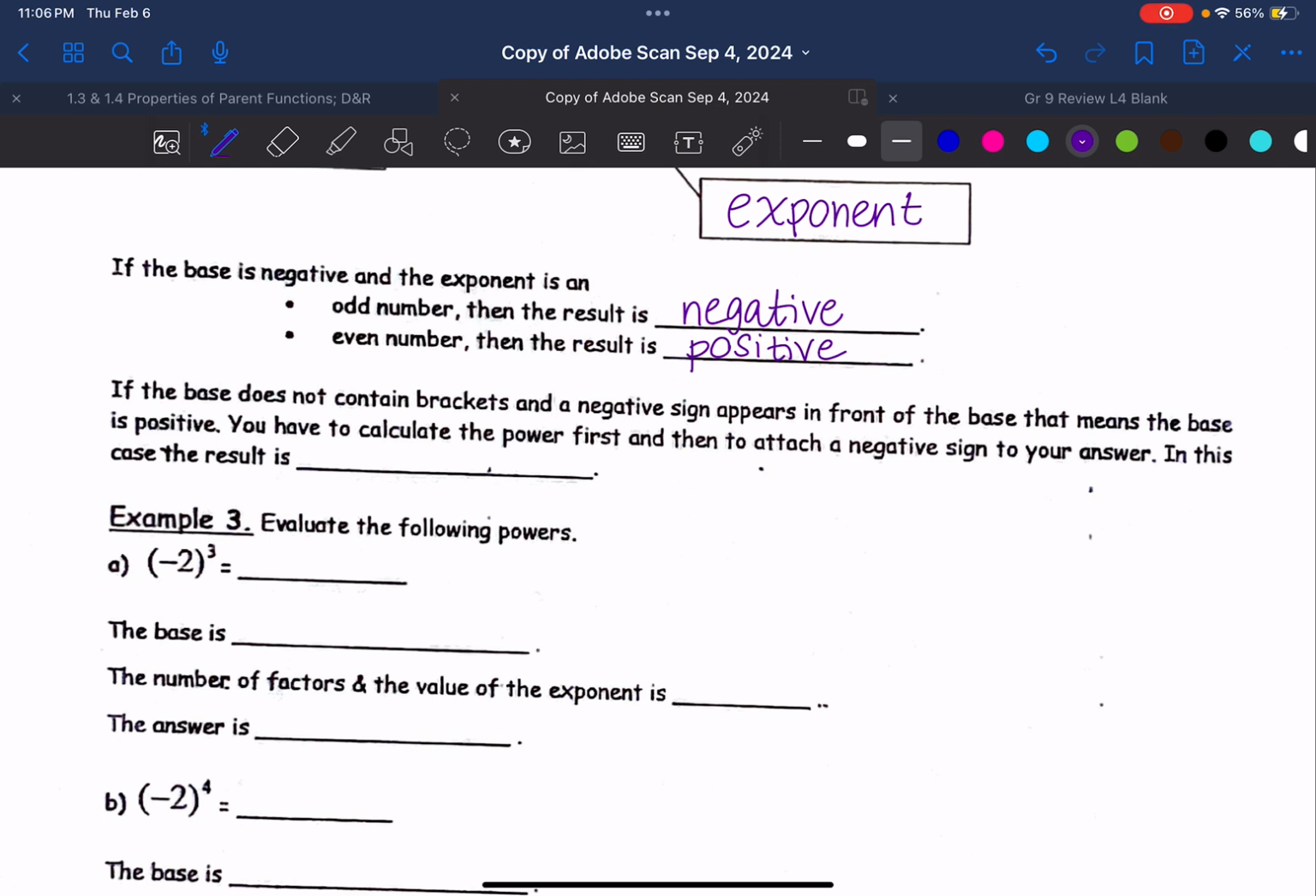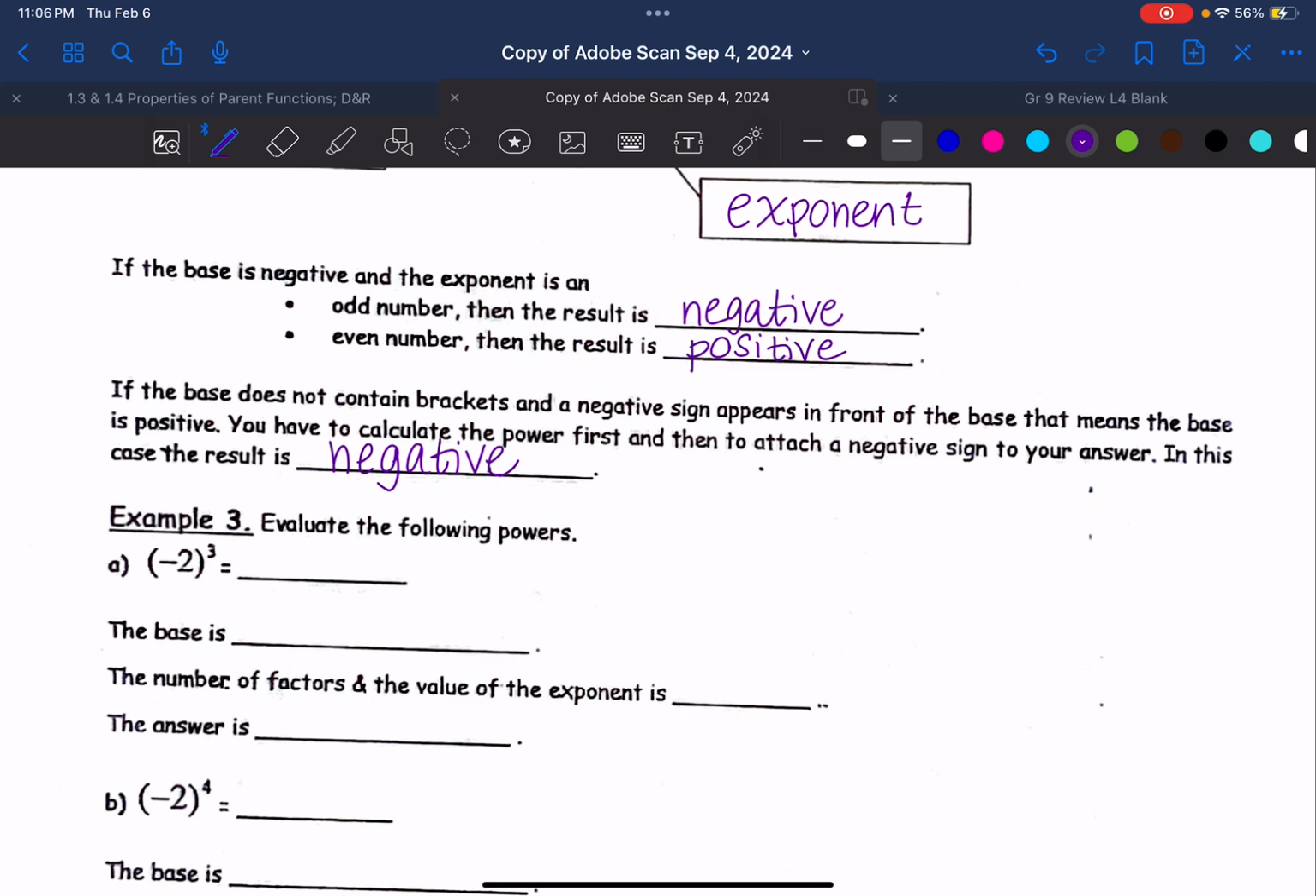So like the description says, you have to calculate that power first, and then we just make whatever our final answer is negative. So the overall result is going to be negative. Okay, let's put these rules to the test and see.